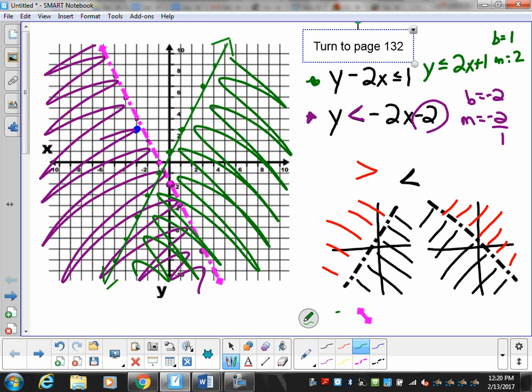Someone had the question of which direction do you shade. The black one is the less than symbol, and it depends on which way the line is slanted. You shade where the black is shaded. Okay. What other questions do you have about this first problem? Yes, ma'am.